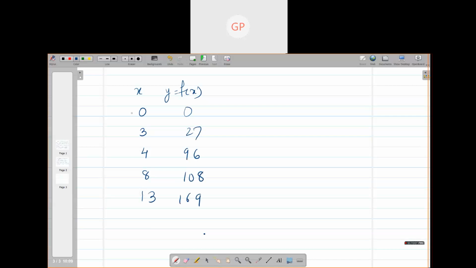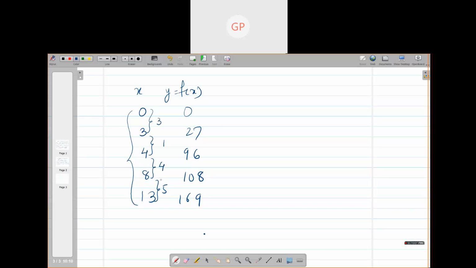Okay. So is this equally spaced data? These x values are equally spaced? No, ma'am. The difference between these two is 3. The difference between these two is 1. Difference between these two is 4. Difference between these two is 5.